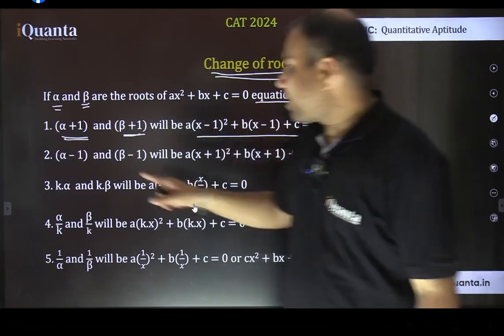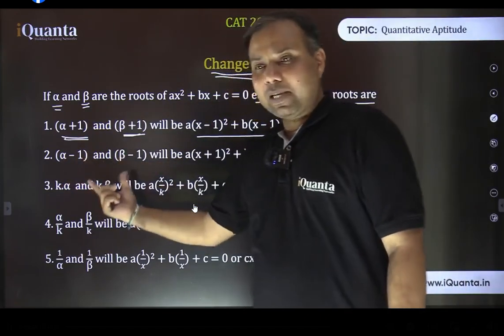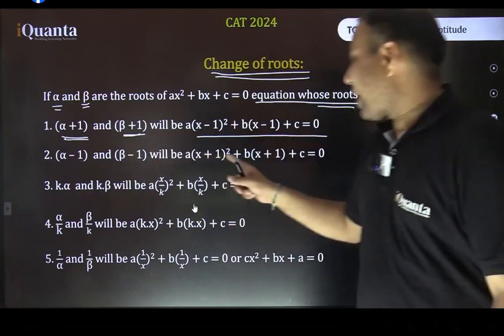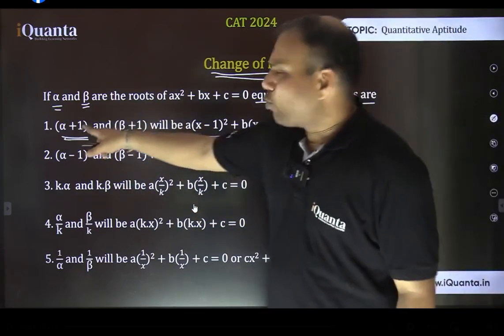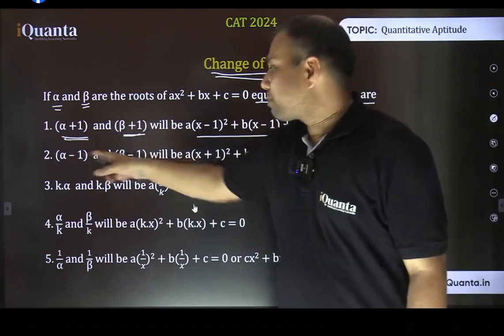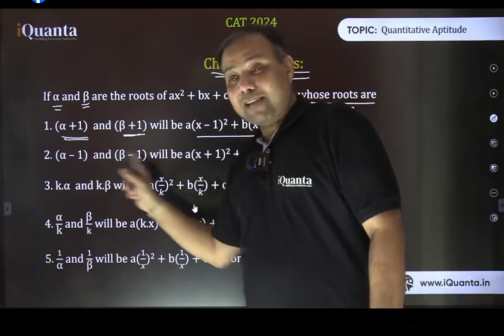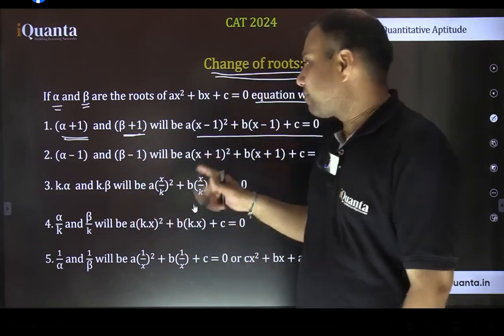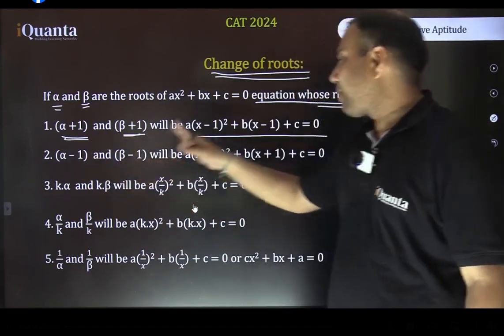Is it okay? Same way, if roots are getting decreased by 1, as in the second case here, we need to replace x by x plus 1. Okay, roots had a plus so we made x minus; roots are subtracted by the same value. See, the same value must be there. If it is not that, then we cannot directly apply it. So if it is alpha minus 1, beta minus 1, then we have to replace x by x plus 1.